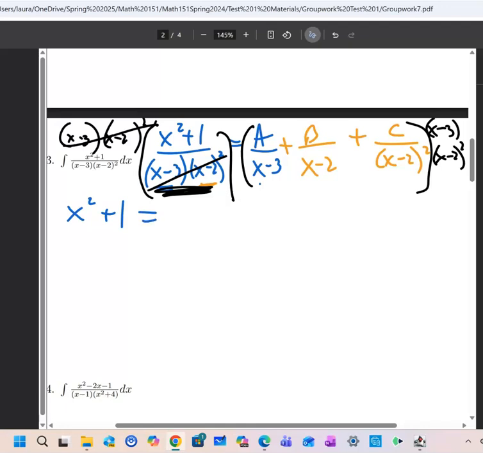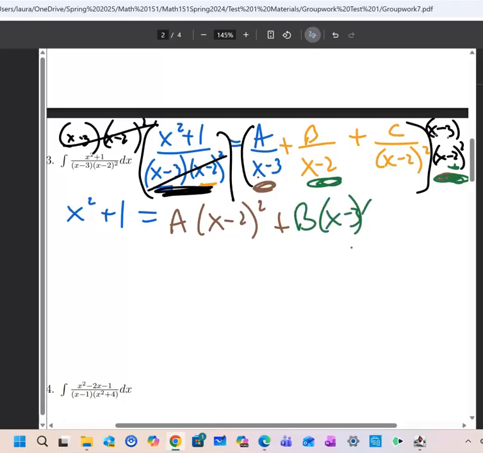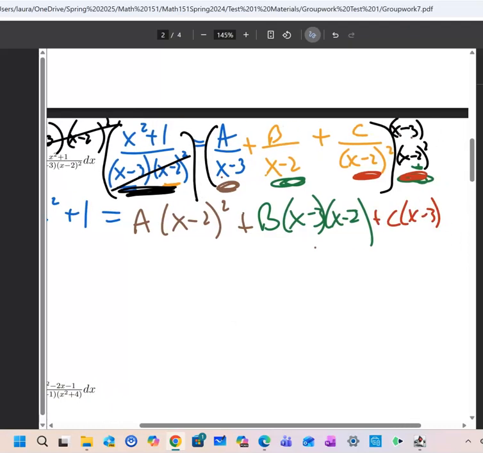Be careful multiplying. This times this, the x minus 3 cancels, so I get A times x minus 2 squared, plus, now I'm going to multiply this times this term. One of the x minus 2's cancels, so I'm left with B, x minus 3, x minus 2. And then the last term: when I multiply this times this, I get C times x minus 3.